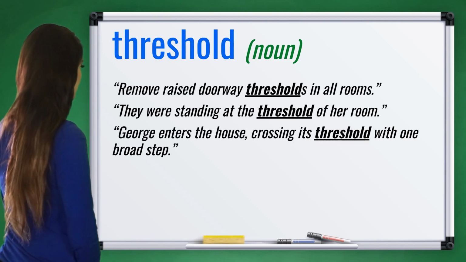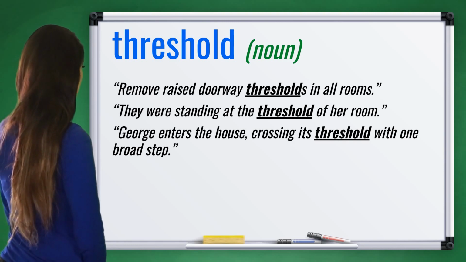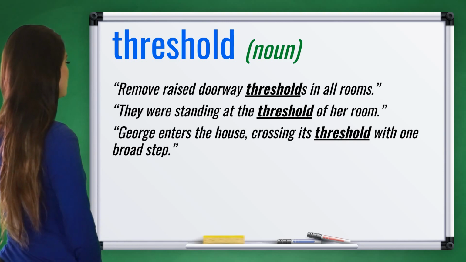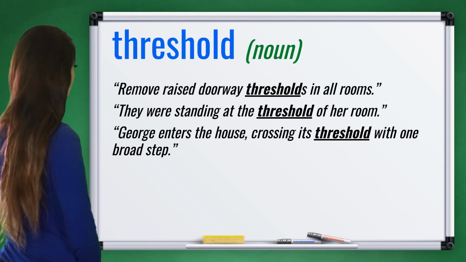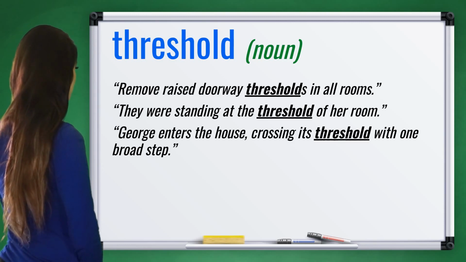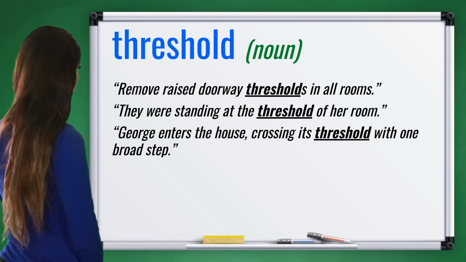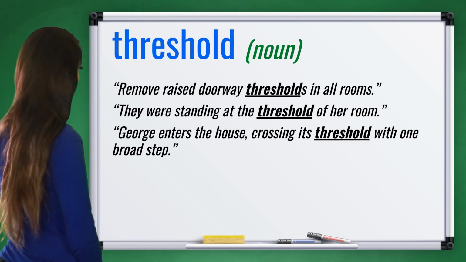The third exemplar. George enters the house, crossing its threshold with one broad step. Now, repeat after me. George enters the house, crossing its threshold with one broad step.